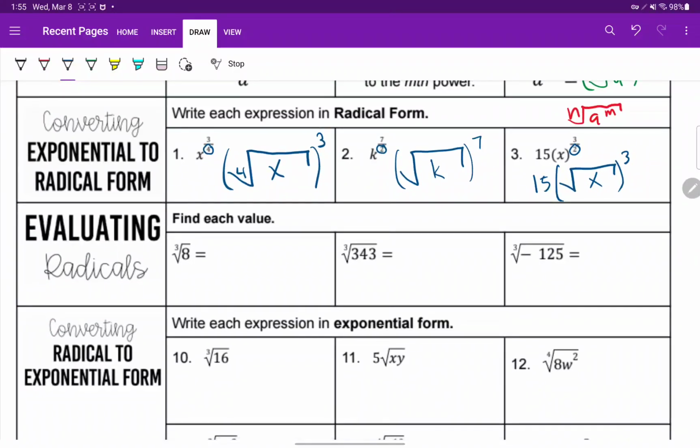All right, for evaluating radicals, if you look at these 3 problems here, they are all cubes. So we're going to talk about cube roots. And hopefully you understand that the cube root of 8 is actually 2.